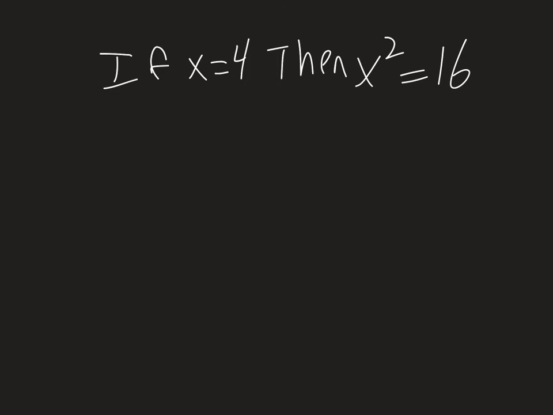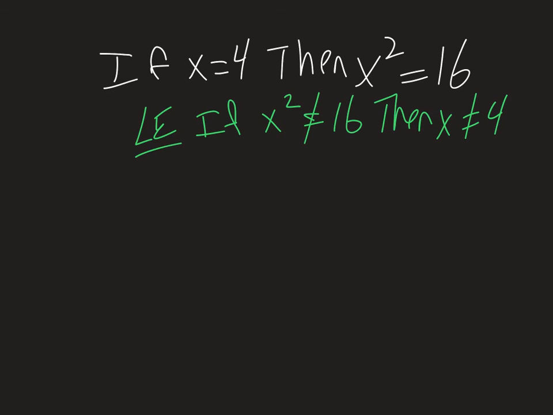Let's say we have a statement: if x equals 4, then x squared equals 16. And I think we could generally say this one is true. We believe this one for the moment. Well, this would be logically equivalent to: if x squared does not equal 16, then x does not equal 4. This would mean that these two can be used interchangeably in, say, a proof.